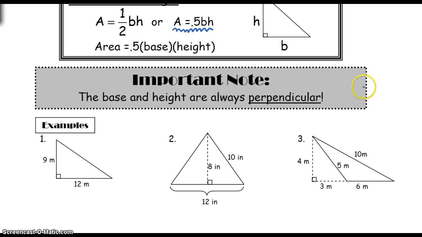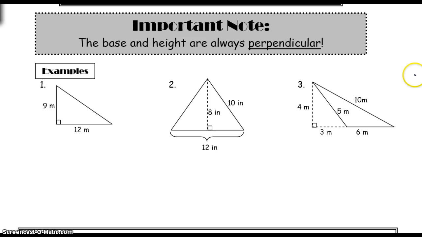Oh, one thing. Your base and your height are always perpendicular to each other. There are going to be some weird problems. They're going to try to trip you up, but I want your eyeball to float right to the perpendicular symbol because that's the only thing you need to look at for your base and your height.